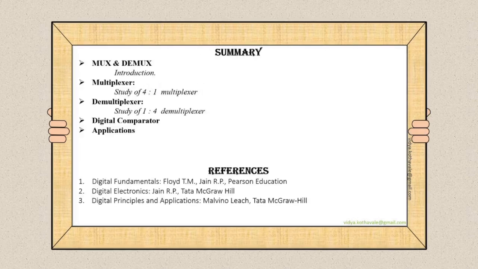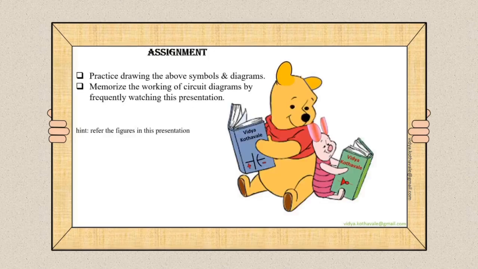Let's conclude. We saw about multiplexer and demultiplexer, symbol, truth table, and in detail the study of 4:1 multiplexer and 1:4 demultiplexer, the function of digital comparator, and various applications of multiplexer and demultiplexer. Learners can take this assignment and become expert.